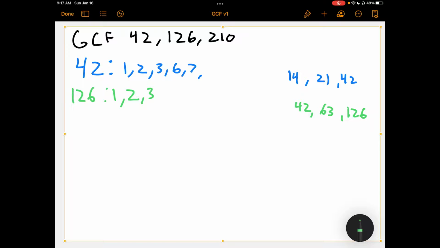So now we say, what's 126 divided by 4? That does not give us a whole number. It actually gives us a decimal, so it does not divide evenly. So we're going to skip that number. 126 divided by 5, we know will not give us a whole number. So now we go to 6. 126 divided by 6 gives us a whole number, 6 and 21. So 126 divided by 6 gives us 21.